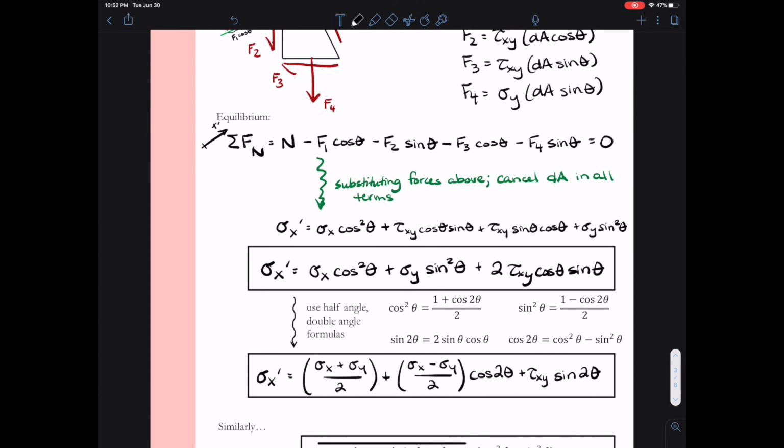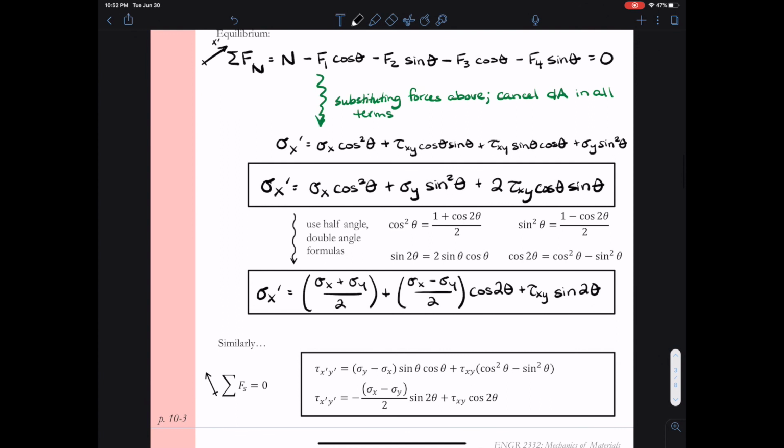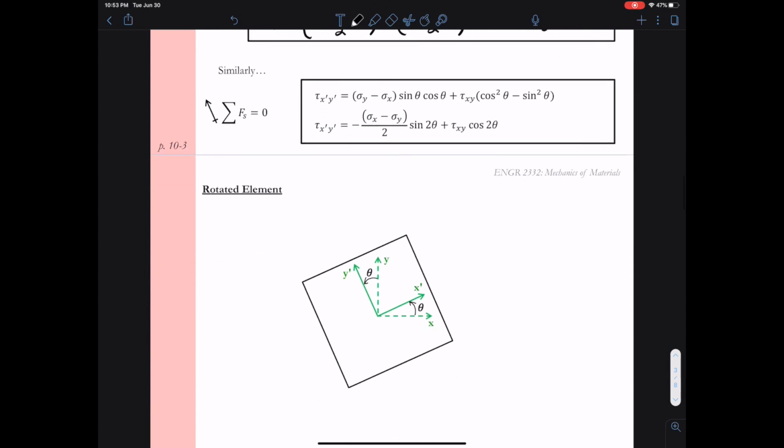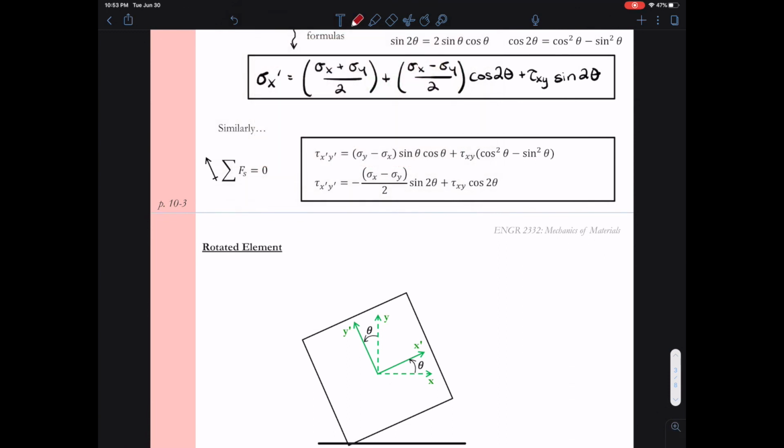All right, so we've successfully done the transformation. We could go ahead and sum forces now in the y prime direction, or in the s direction, and we could develop an equation for tau x prime y prime just like we did for sigma x prime. I've gone ahead and just listed them there. If you'd like to go through and do that sum of forces, you're welcome to, and you can show that the algebra will prove those formulas.